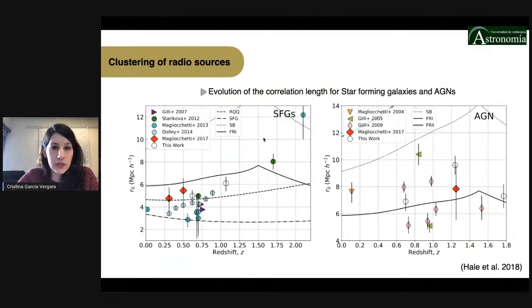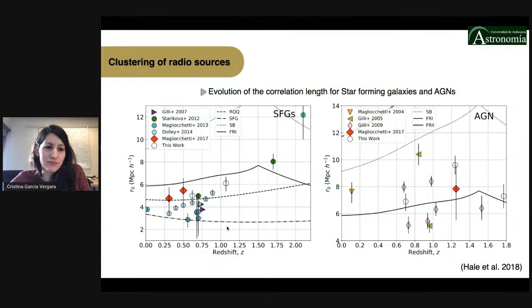And here I'm just showing the evolution of the R0 parameter for star-forming galaxies and AGN. This is a plot from Halital 2018 too, and they are showing just a summary of previous results from different studies for star-forming galaxies at different redshifts. This also includes, I think, some optical measurements, and it's not only radio measurements. And here the one for AGN over a redshift range between 0 and almost 2.